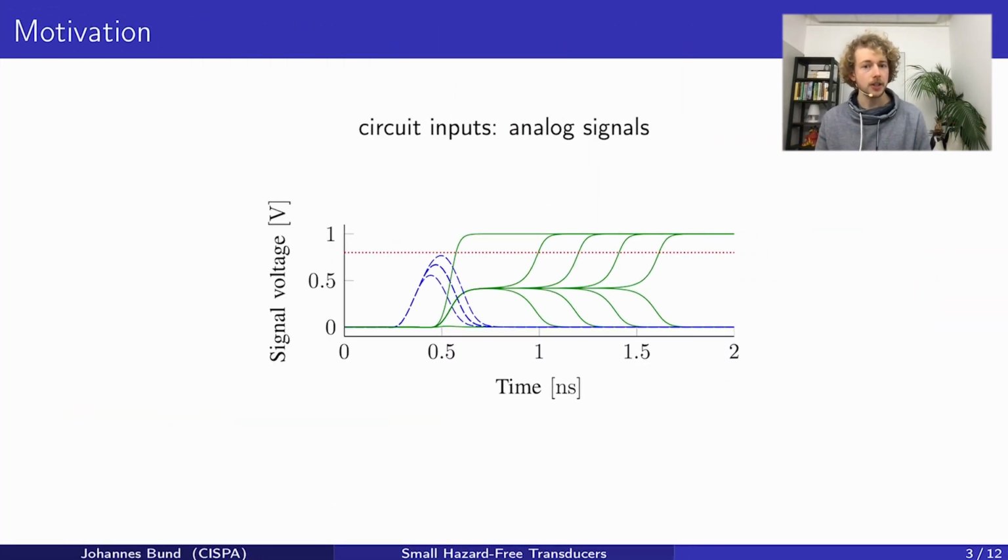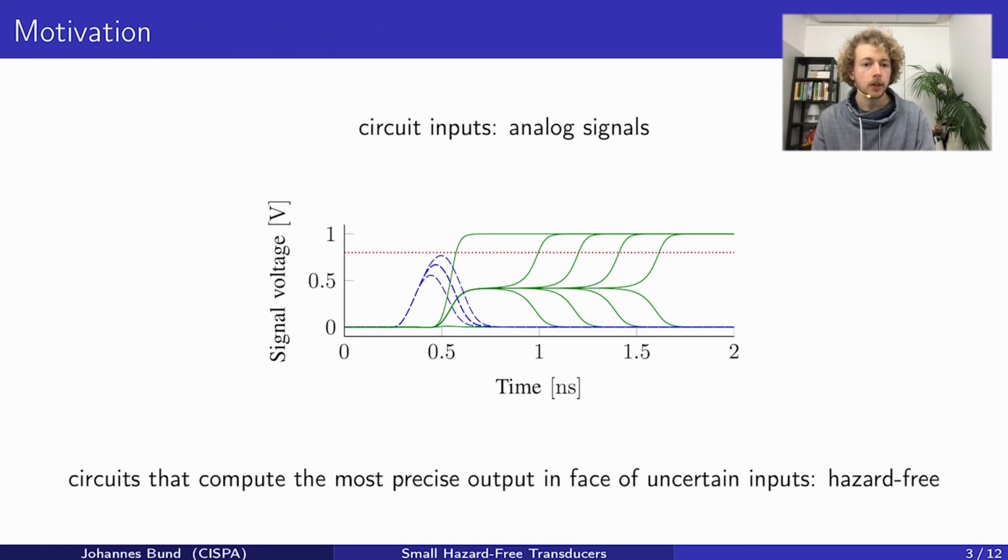What is our motivation to look into ternary logic? Well, eventually the inputs to a circuit will be analog signals. Binary values are just an abstraction of these analog signals. With a third logical value, we cover analog behavior that cannot be clearly interpreted as 0 or 1. For circuits, we want to compute the most precise output in face of uncertain inputs. So we call circuits that compute the most precise output in face of uncertainty hazard-free circuits.